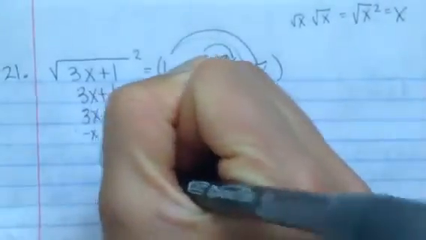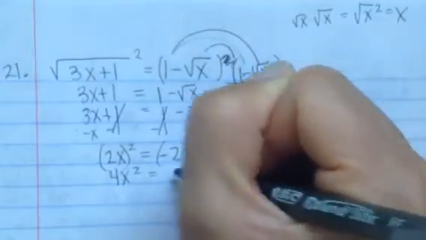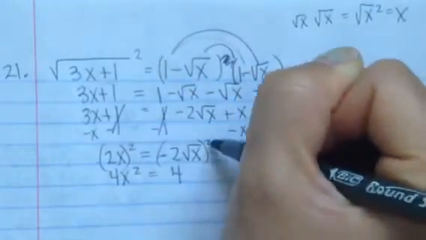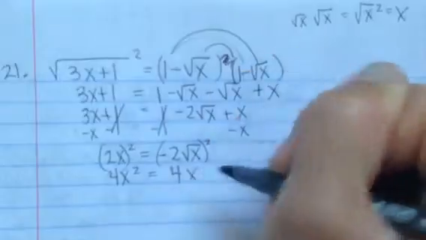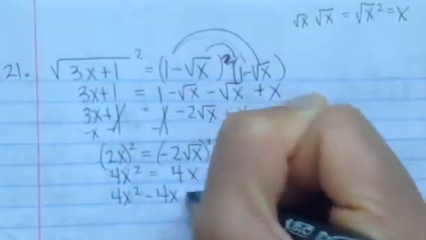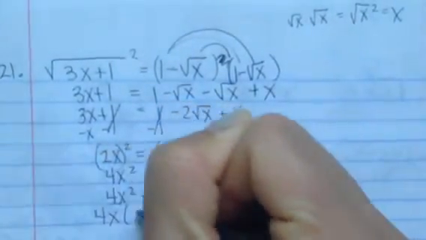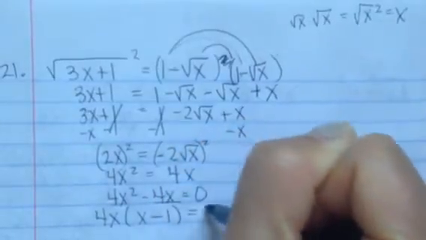So that's going to give me 4x squared equals negative 2 times negative 2 is positive 4. Root x squared is x. So I'm going to minus a 4x equals 0. And then we're going to have to factor. This has a GCF. 4x can come out of it. And we're left with x minus 1.